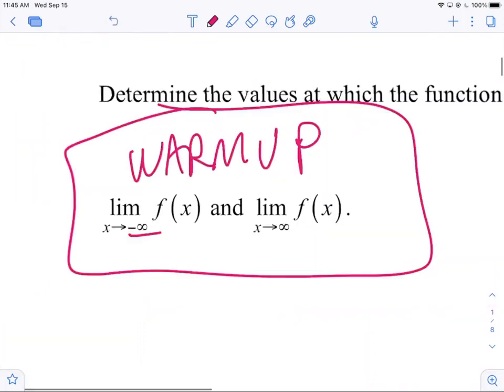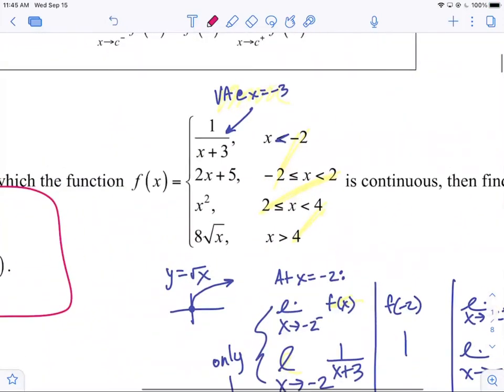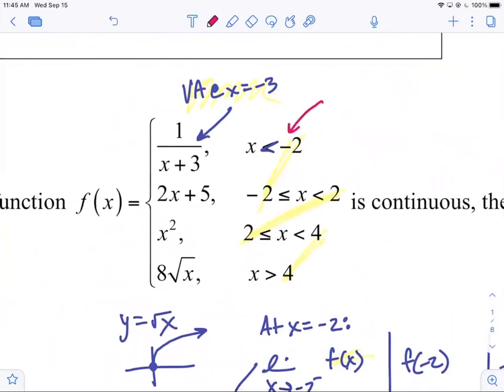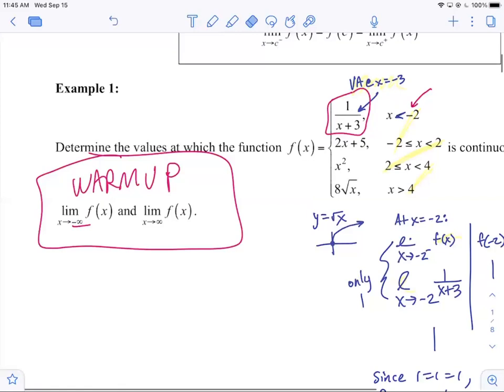If we're going to negative infinity, that is to the left of -2, so we would be using this piece. If you want to write it so that it's more helpful in front of you, the limit as x goes to -infinity, and then you could bring that part of f into here.